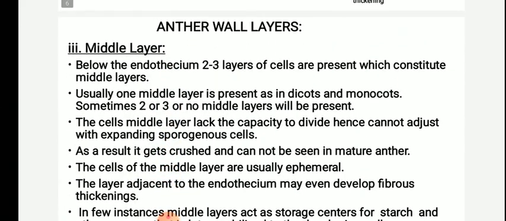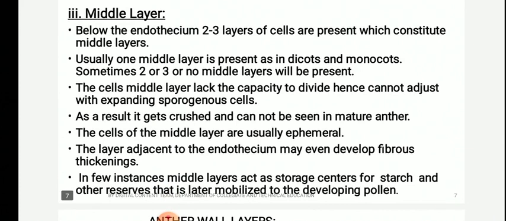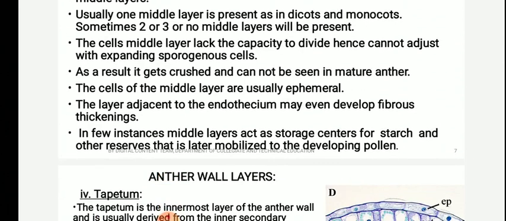The third wall layer is the middle layer. Below the endothelium, 2 to 3 layers of cells are present which constitute the middle layers. Usually one middle layer is present as in dicots and monocots, but sometimes it may be 2 or 3, or complete absence of the middle layer can also be seen. The cells of the middle layer lack the capacity to divide and hence cannot adjust with expanding sporogenous cells. As a result, it gets crushed and cannot be seen in the mature anther.